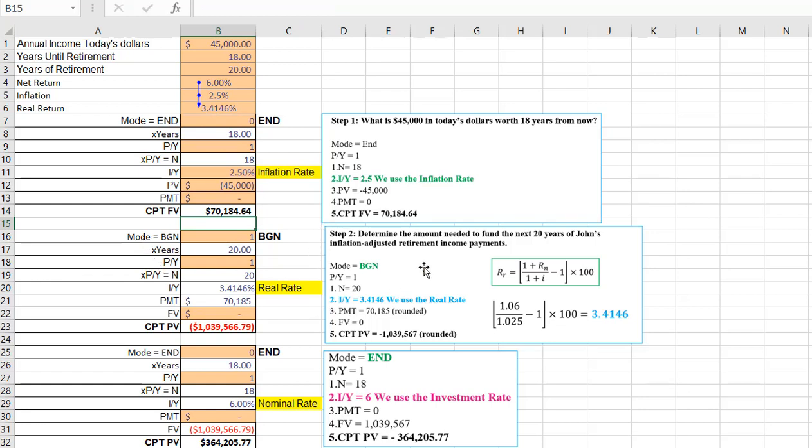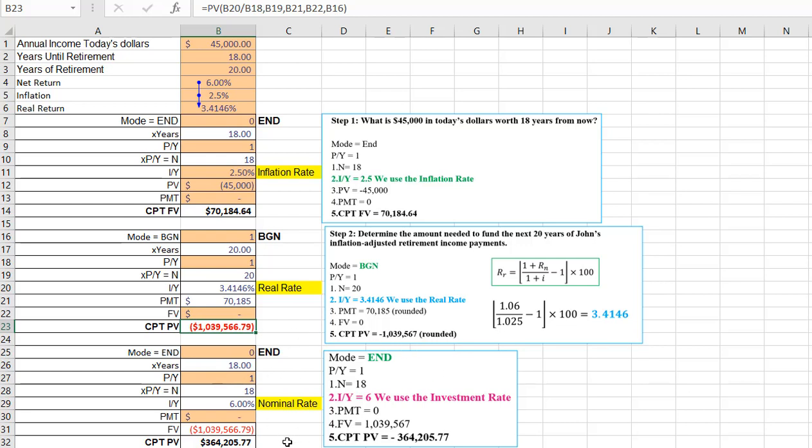Move into step 2. We want to determine the amount needed to fund the next 20 years of John's inflation-adjusted retirement income payments. So in this case, we're going to use the real rate, 1 plus the nominal rate divided by 1 plus inflation, minus 1, times 100, 3.4146. So we're using the real rate. Retirement is for 20 years. Single payment at the beginning of every year. So PY equals 1, N equals 20, IY 3.4146. That payment, the future value up here, becomes our payment, and we calculated the present value of $1,039,566.79.